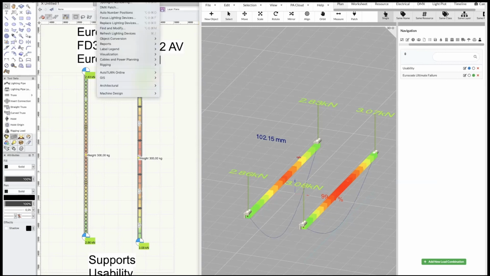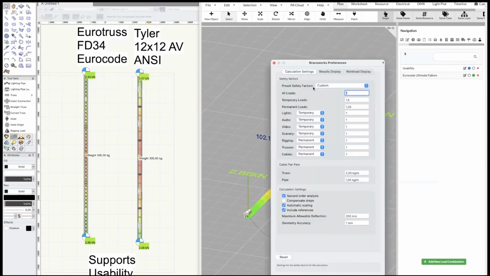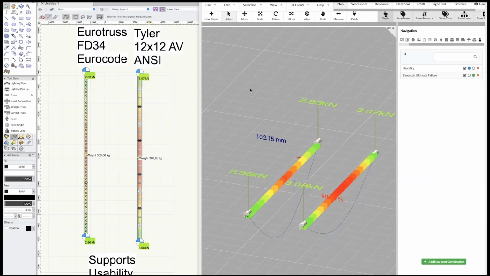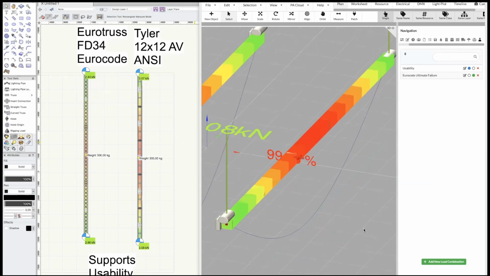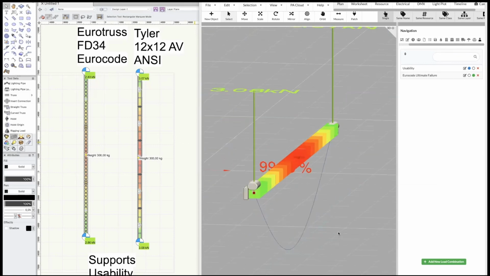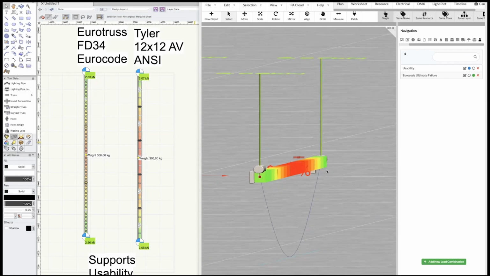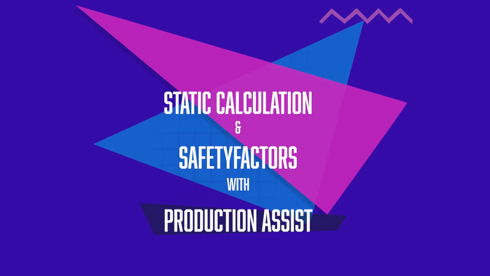When calculating US trusses like Tyler that are rated by ANSI, you need to use the usability load case also for them. But there's one special check that needs to be run for the US trusses. They are normally limited by deflection as well as by their workload. So in production assist on the right, you see the dark blue line, the deflection, and the light blue line, the deflection limit. Production assist checks that all the US trusses stay also in their limit regarding their deflection. As Braceworks cannot calculate the US truss currently, there is no setting for this.